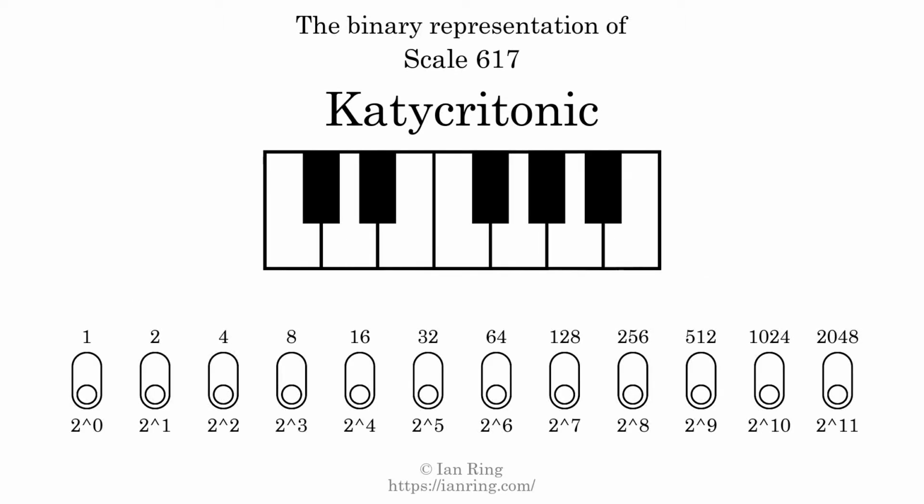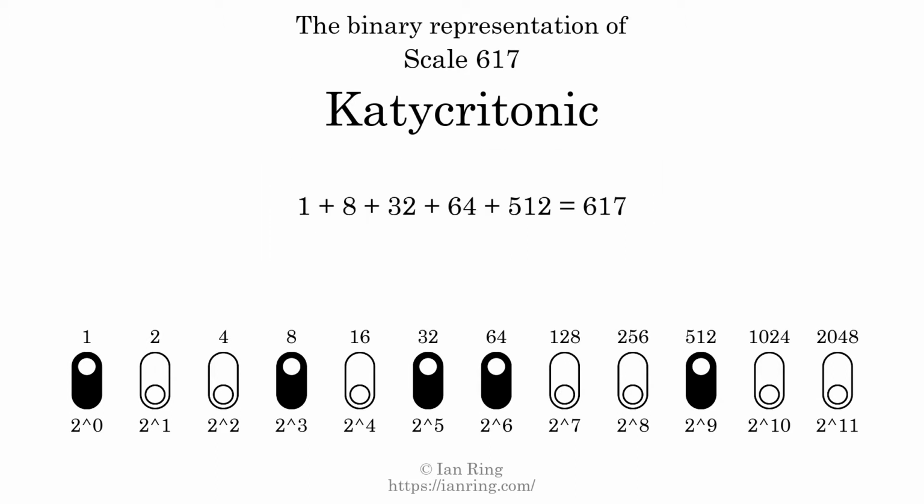The binary representation of this scale is determined by mapping tones of the scale to binary digits. Each binary digit represents a power of 2. To get the scale number, we add the powers of 2 together. The powers of 2 that are present in the scale, all added together, equals 617. That is why the scale number, in decimal, is 617.